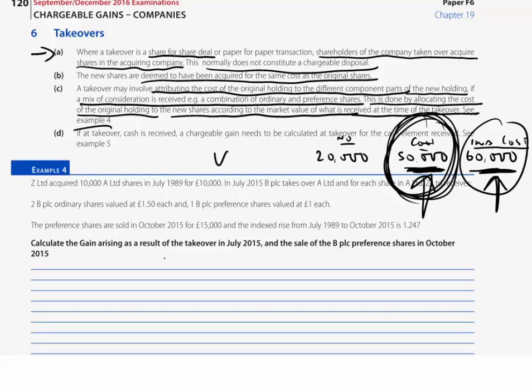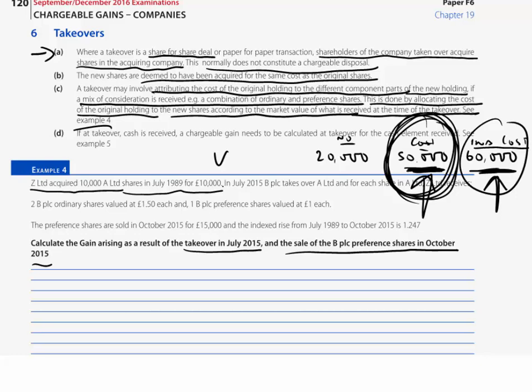Example 4. Calculate the gain arising as a result of the takeover in July 15 and then the sale of the B plc preference shares in October 2015. Right, what happened? The company we're dealing with, and for whom the gains need to be computed, Z Limited, acquired 10,000 A Limited shares in July 89 for £10,000. So we're dealing with Z Limited, which had originally acquired shares in A Limited.